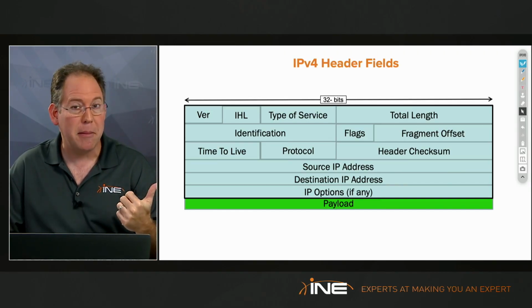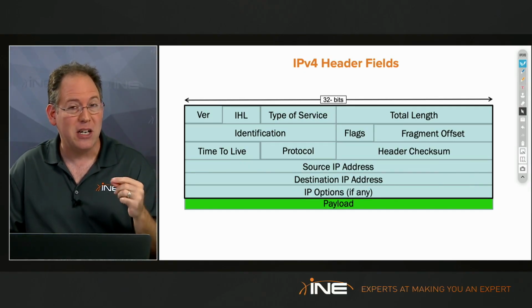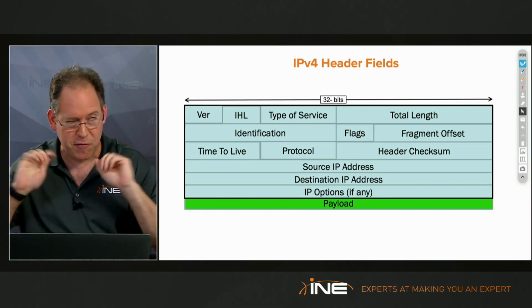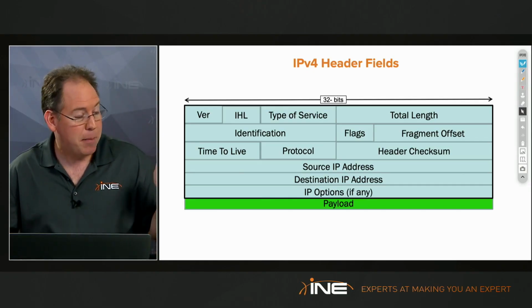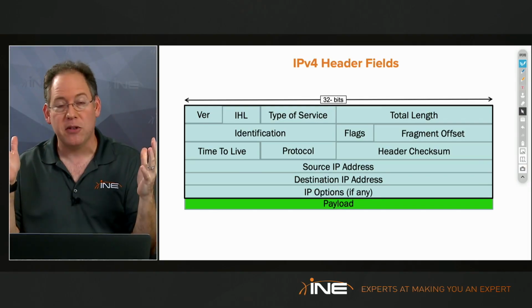As a matter of fact, most of the time if there is an options field in there, it means somebody's trying to do something bad. They're trying to sneak around and do something they're not supposed to be doing, because the vast majority of IP packets do not have an options field. But because it could be there, and if it is there, it's a variable sized field.